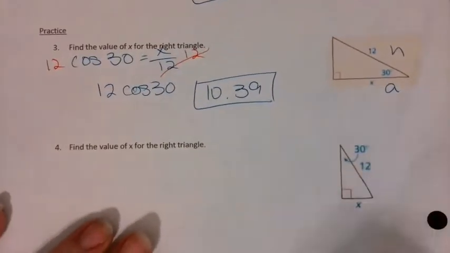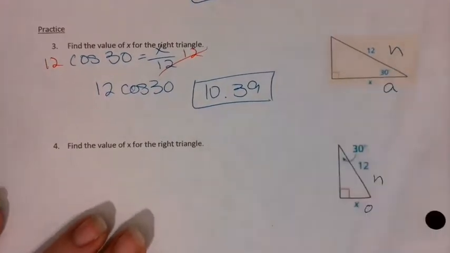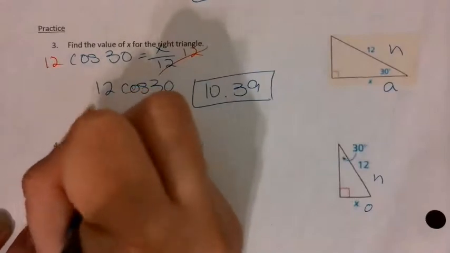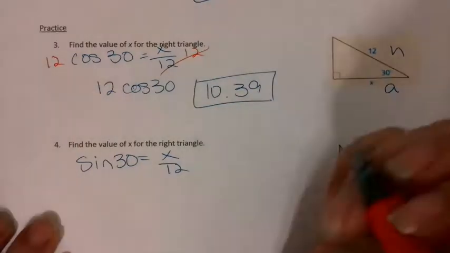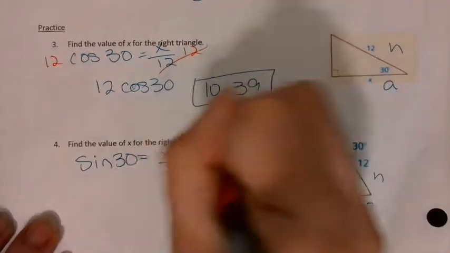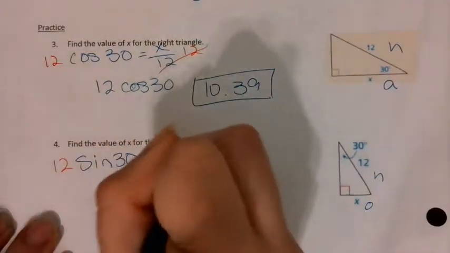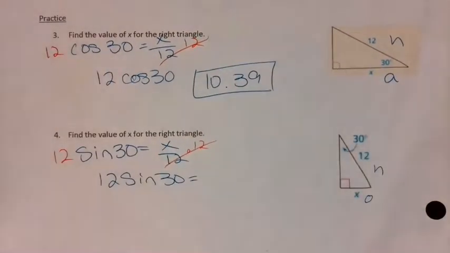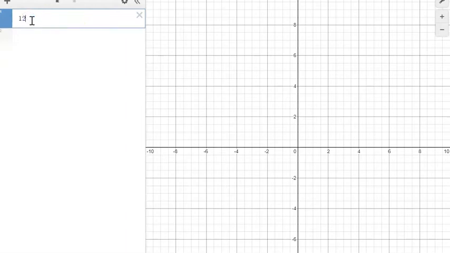Okay. Over here, I have opposite and hypotenuse, so this one is going to be sine. And then I want to multiply both sides by 12. So I have 12 sine 30 that I'm typing in. That's weird. There we go. And I get 6.